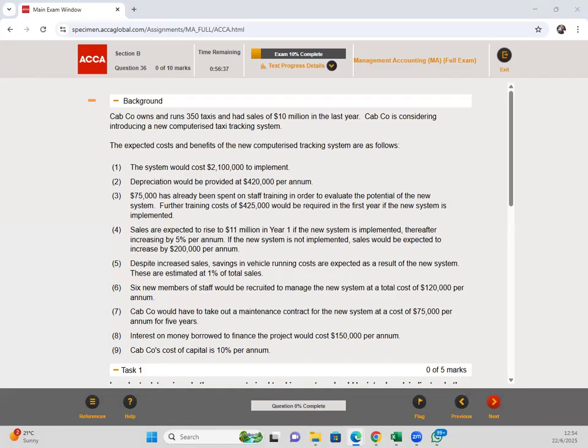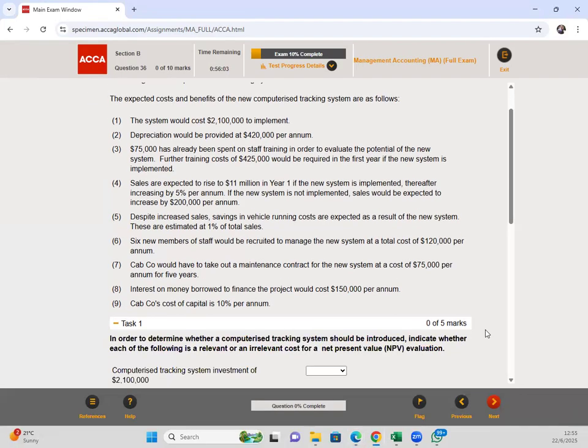Year one, the sales are expected to rise to 11 million, then increase by 5% thereafter. If the new system is not implemented, sales would be expected to increase by 200,000 per annum, okay? Despite the increase in sales, savings in vehicle running costs are expected as a result of the new system. These are estimated to be 1%.